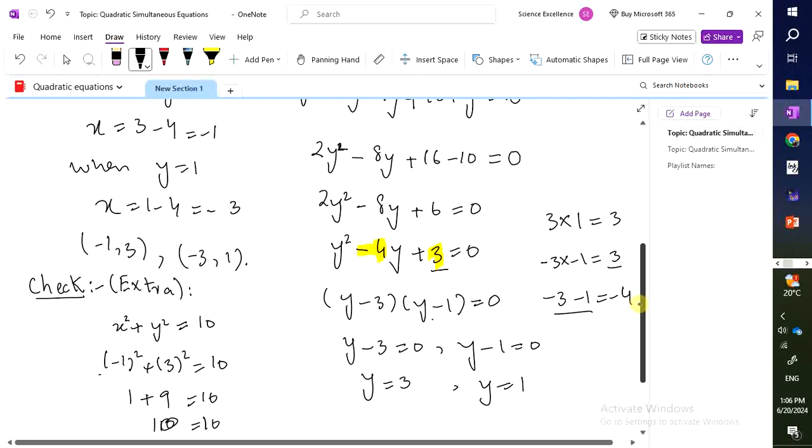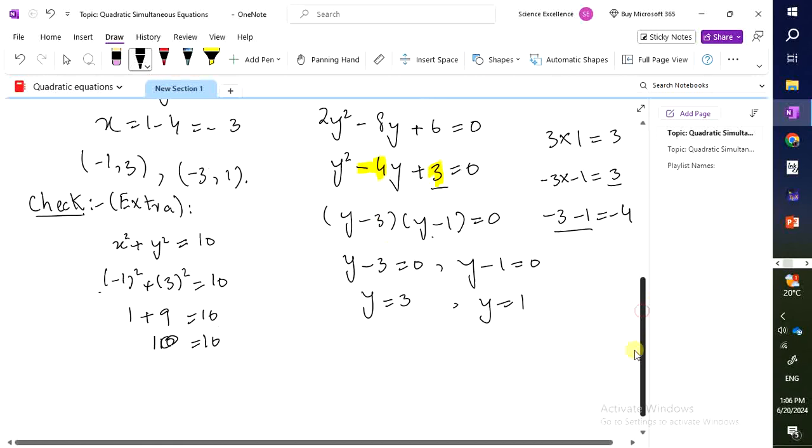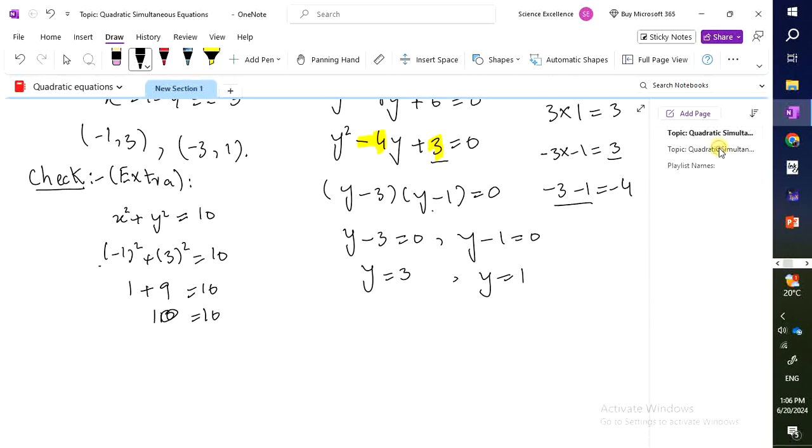So this means this is correct. Similarly we can verify this one as well. When x is minus 3 and y is 1, we can substitute over here, we get 9 plus 1, we will get again 10, so 10 equals 10. That means the solution is right as well. So let's move towards the next question.